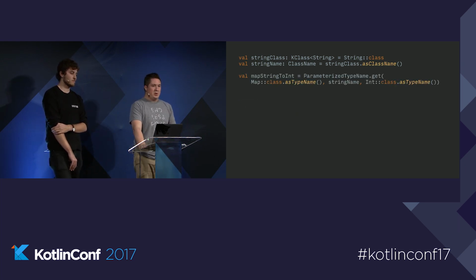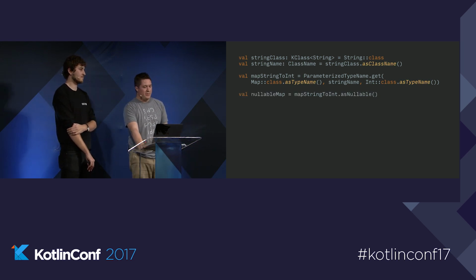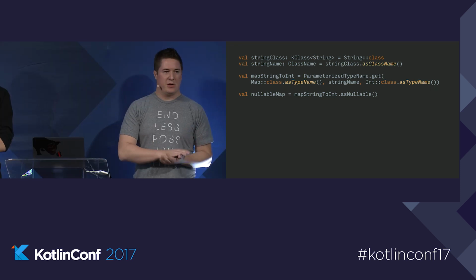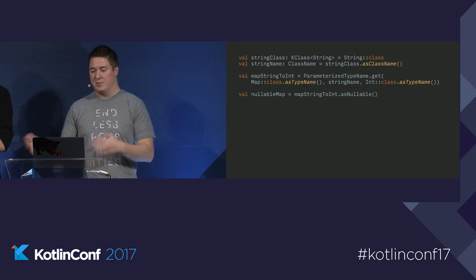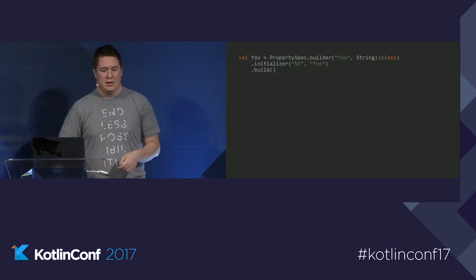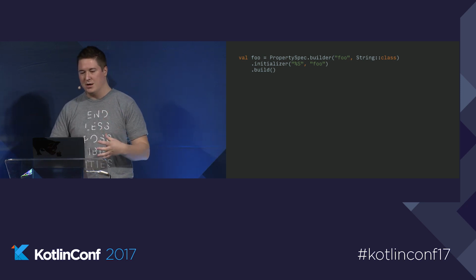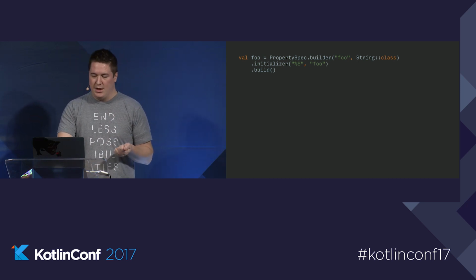And to go back to the example, you can create these parameterized names. Nullability is a big part of the Kotlin type system, and so nullability is also modeled in the KotlinPoet type system. Once you have these types, you can start creating the actual constructs of Kotlin. And here we're creating that property I showed before.